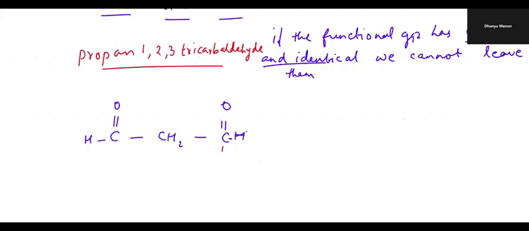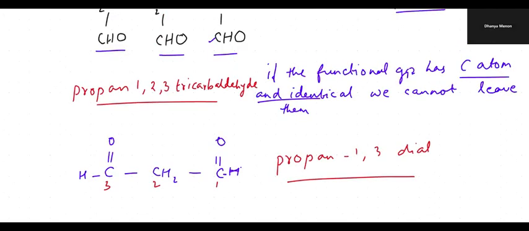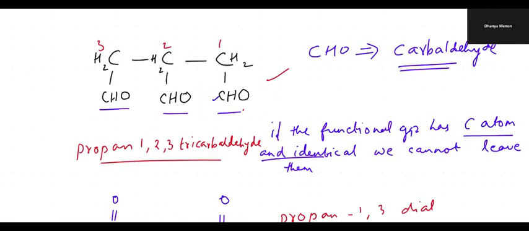In this case, what would be the name? Propane 1,3-dial, because I'm able to number both of them. So all of them I'm able to number. I'm not leaving anything. So that's why I'm using dial. But here, in this case, I'm not able to number all of them. I cannot leave any one of them. All should be treated equally because they are all identical and they have carbon atom.